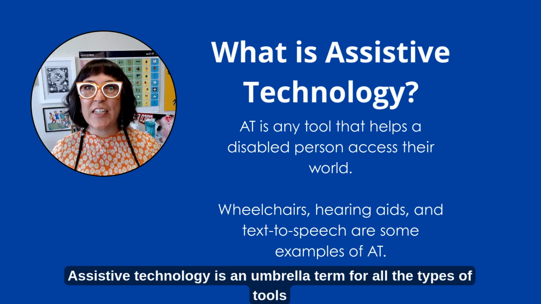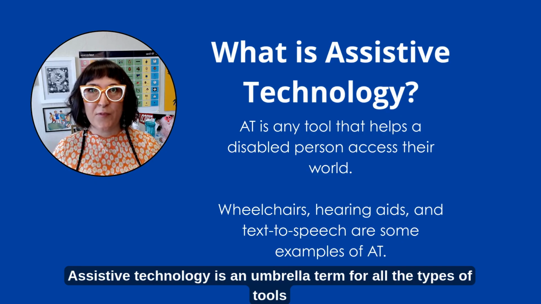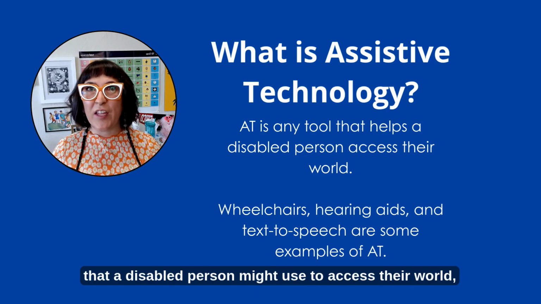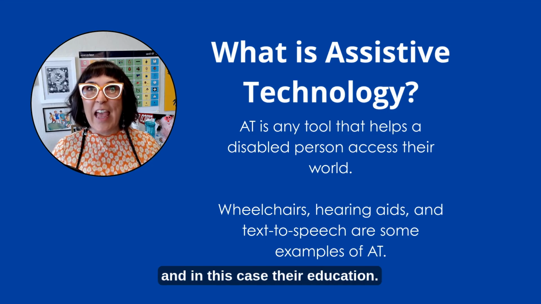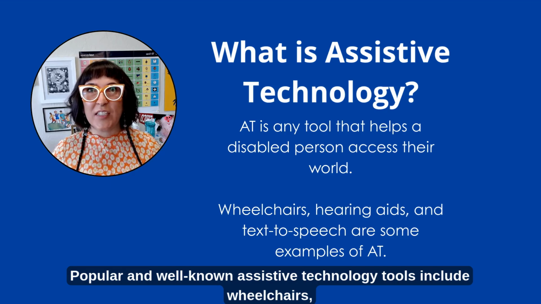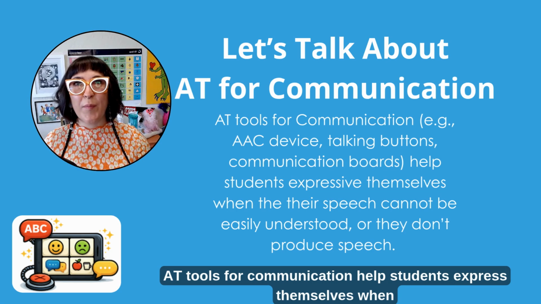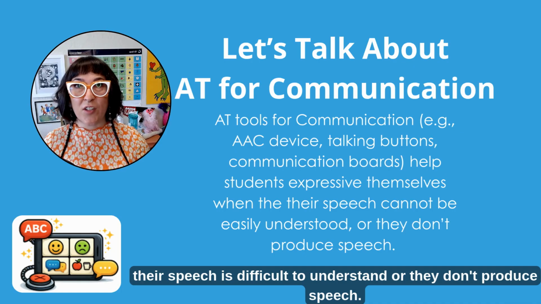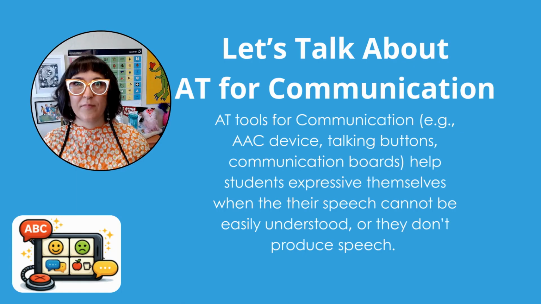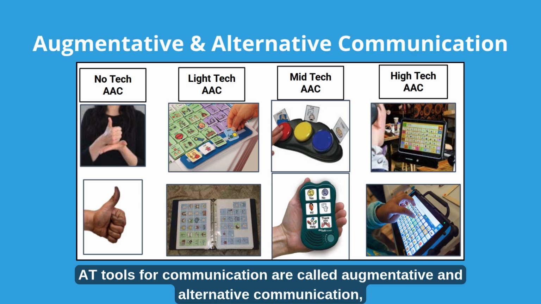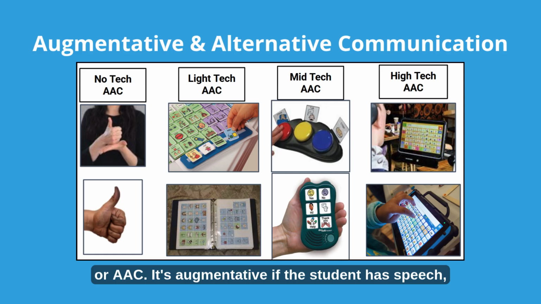Assistive technology is an umbrella term for all the types of tools that a disabled person might use to access their world, and in this case, their education. Popular and well-known assistive technology tools include wheelchairs, hearing aids, and text-to-speech. AT tools for communication help students express themselves when their speech is difficult to understand or they don't produce speech. AT tools for communication are called augmentative and alternative communication, or AAC.